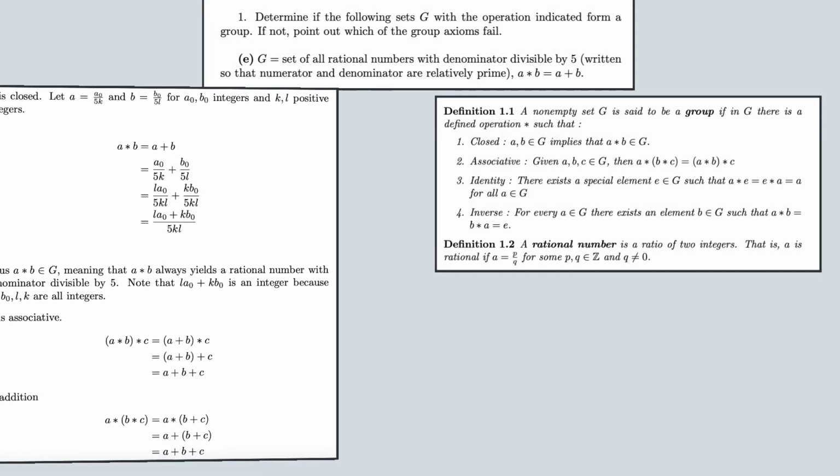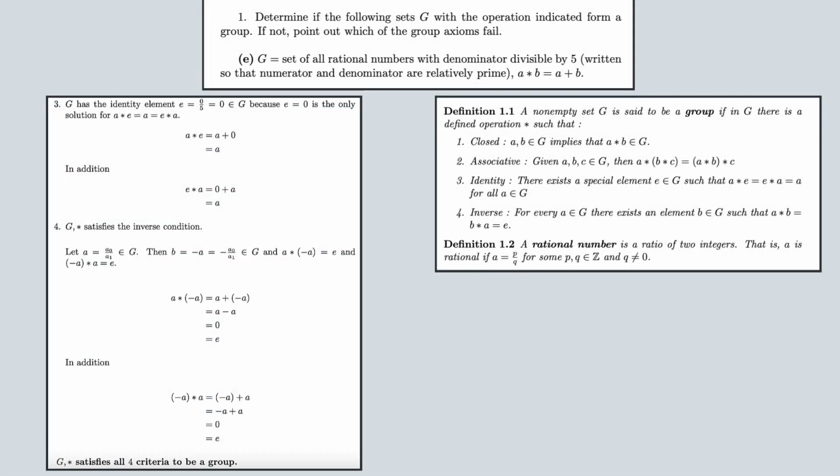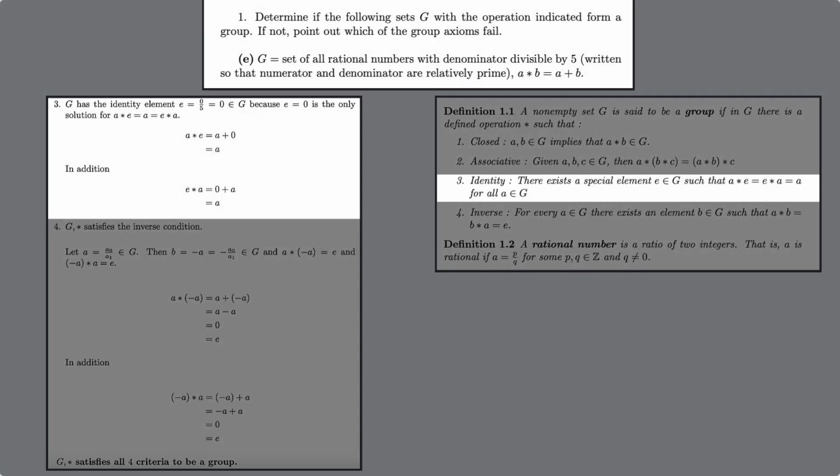Number 3, does this group have an identity element? So this is an element E such that A star E equals A and E star A equals A. Anytime we're working with addition, easiest thing to do is check if 0 works. Here 0 does work. Is 0 a member of the set? Well, we can express 0 as 0 divided by 5, where 5 is a multiple of 5, divisible by 5. So E equals 0 is our identity element.